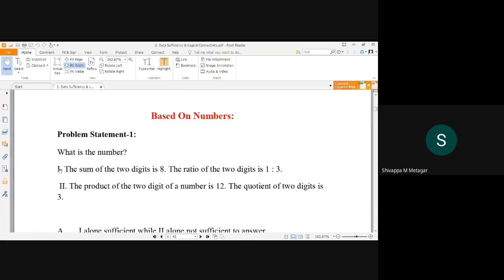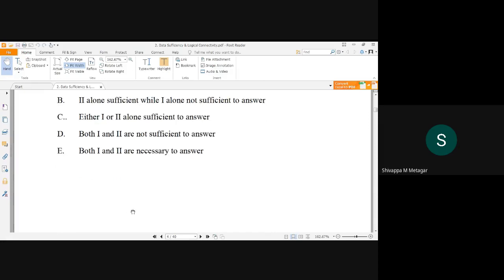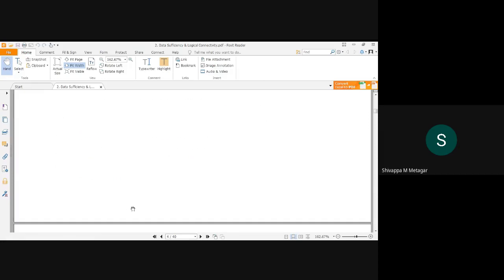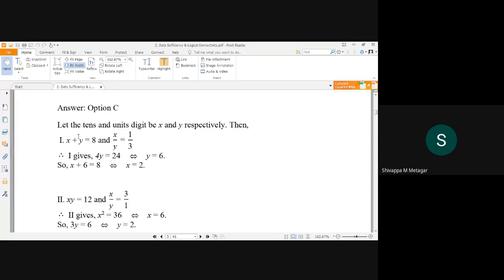Here, independently, by using only the first statement we can give the answer for the given question, and by using the second one also we can give the answer to the question. So either 1 or 2 is sufficient to answer the question. Now let us see the answer for this one. This is the answer for the above question.